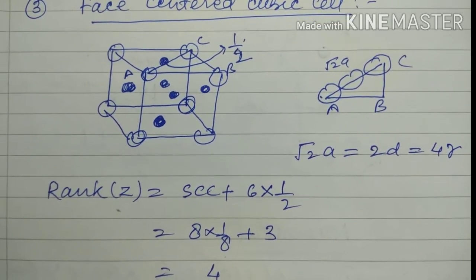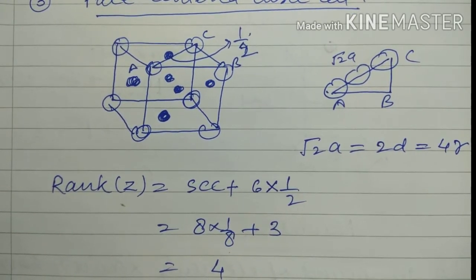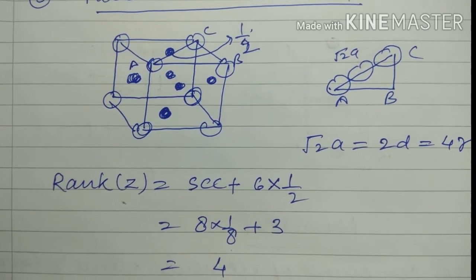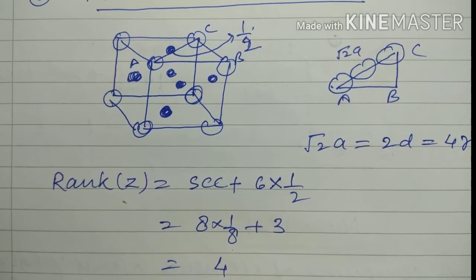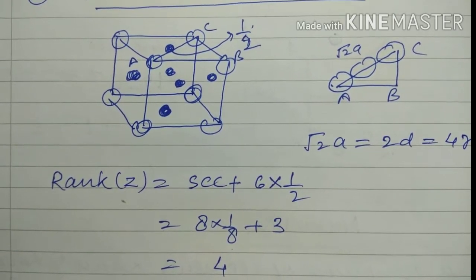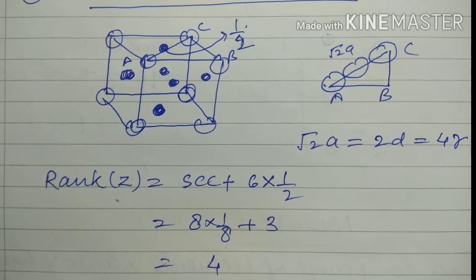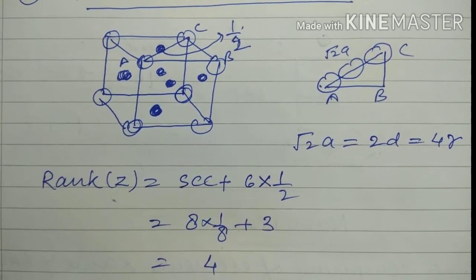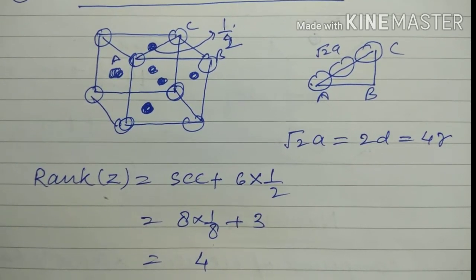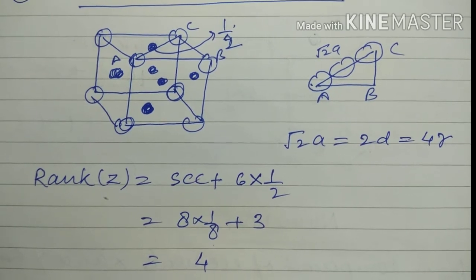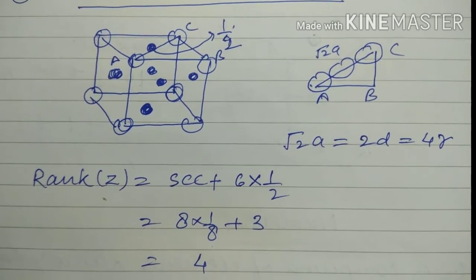Now in each face 3 atoms are attached, 2 corner and 1 face center. The 2 corners are represented by A and C, and the 3rd atom is represented by the dark circle, which is the face center. So this is root 2A. We know that AB is A and BC is equal to A, so naturally AC is equal to root 2A, is equal to 2D plus 2D, equal to 4R. So this is the relationship between distance, edge length and radii. Clear? This is for face centered cubic unit shell.